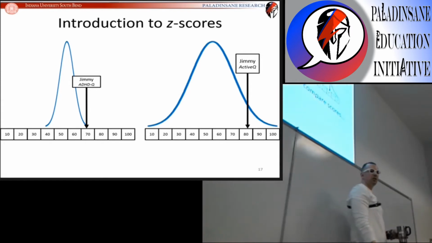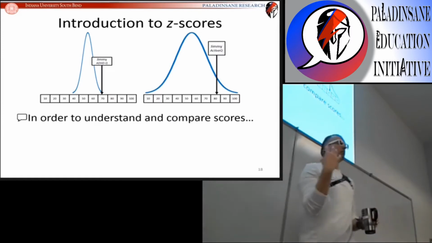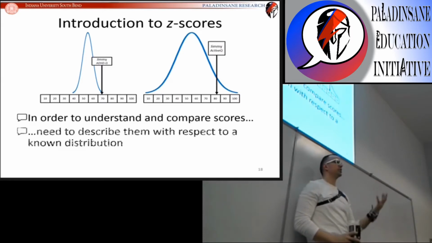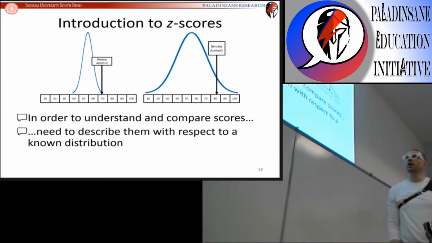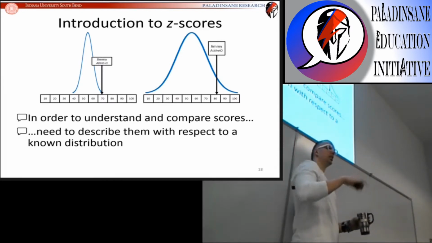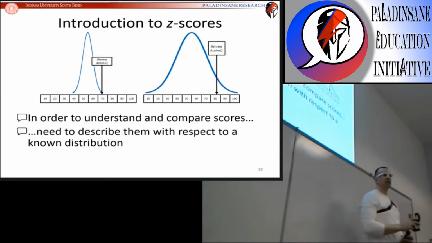All right, so in order to understand scores, what they actually mean, in order to compare scores, things that psychologists have to do all the time, what we need to do is describe them with respect to a distribution. Because notice that we could compare the 70 to the 80 only after we put it in the context of the population, only after we put it into the context of that distribution. And those two criteria, those two moves, are what we do when we calculate z-scores.